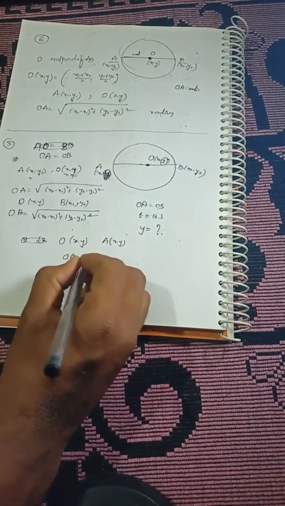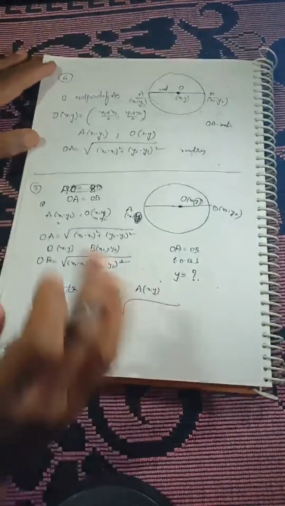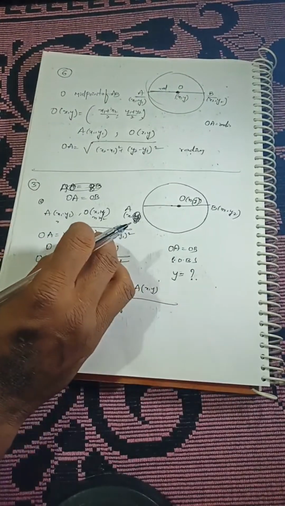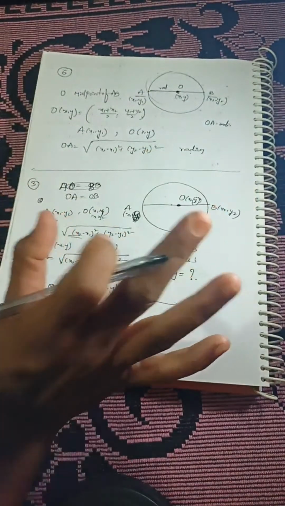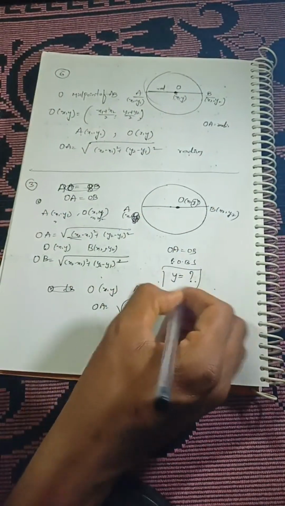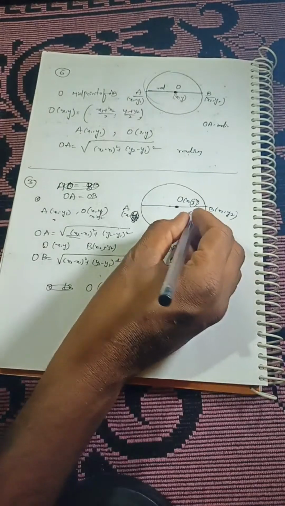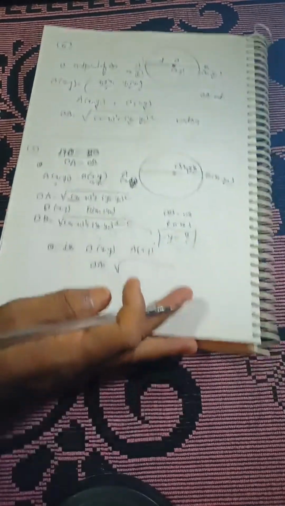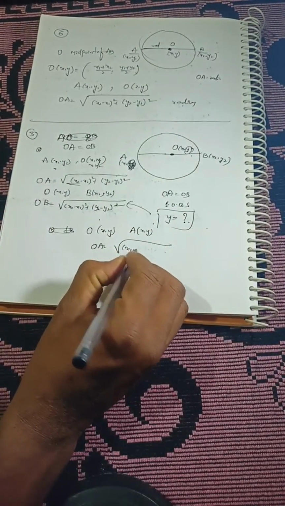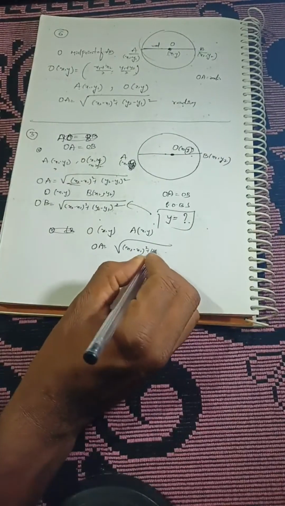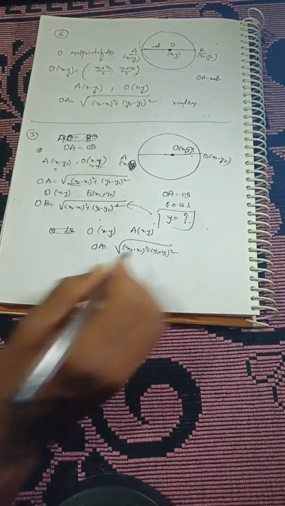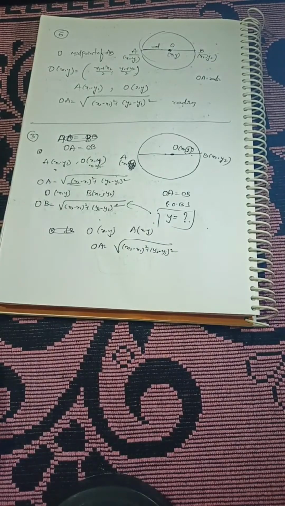distance between 2 points. Sir, why are we doing it 2 times? Here there are no exact numerical values. Here we have to find the y value first, then after substituting the value, we are going to find the OA value. What is that? x2 minus x1 whole square plus y2 minus y1 whole square. This is the formula which we are going to use.